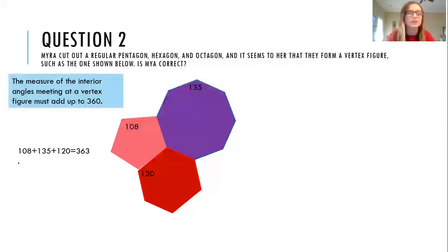So as you see, 108 plus 135 plus 120 equals 363. So that means that it is not a vertex figure because it is 3 degrees past 360. So for Maya to turn this into a vertex figure, we must put a 3-degree gap in between the pentagon and the hexagon. Now let's go to question 3.